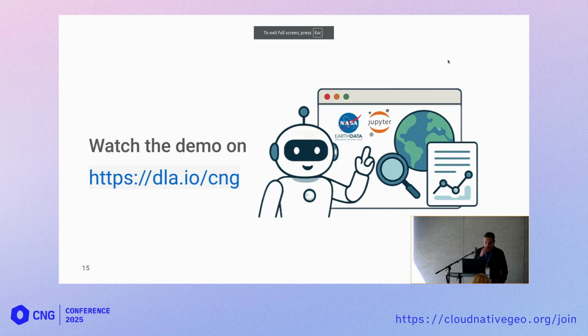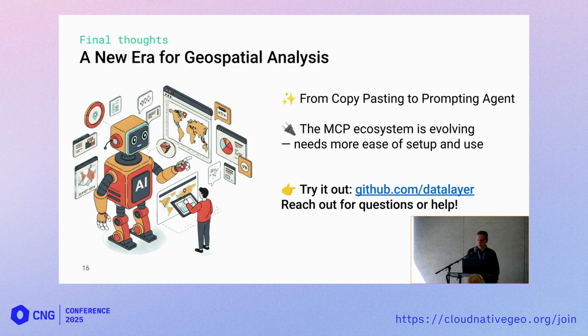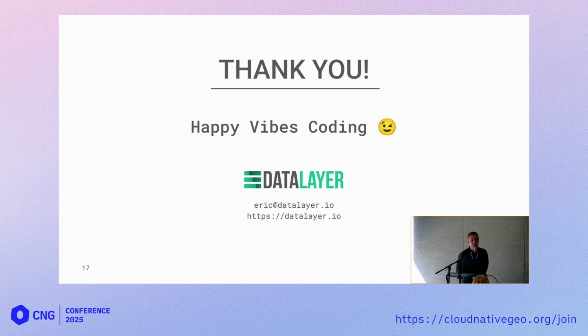If you want to see the demo again, there is a link, dlr.io CNG. And in summary, I wanted to show you how you can move from copy-pasting to get the boilerplate ready. AI agent and MCP can do that. If you want to try, this is open source. A bit of setup to do, but yeah, it's available. And I really want to thank you and wish you happy vibes coding.